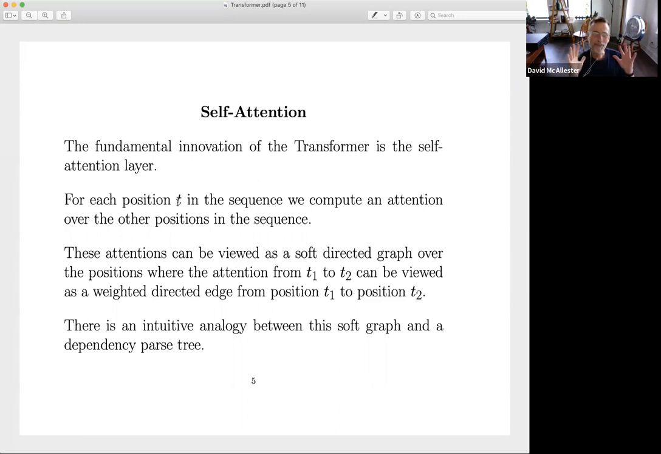And I want to make a very flaky but conceptually useful analogy between this attention graph and a dependency parse. In a dependency parse, you take a head word and you say, what words does this phrase depend upon? And that's a kind of directed graph over the words in the sentence. So from an intuitive point of view, and I think this was part of the motivation for the self-attention architecture, you can think of these attentions as analogous to dependency edges in a graph.